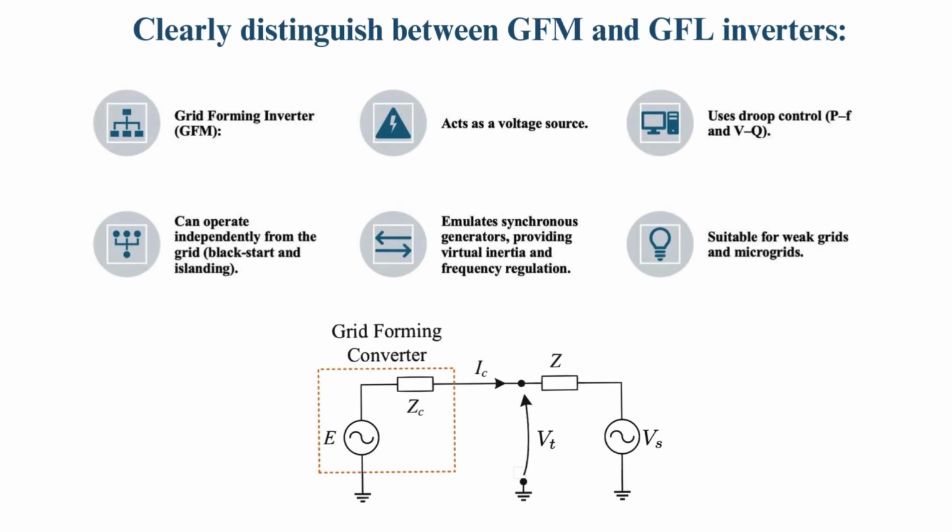Grid-forming inverter, GFM, acts as a voltage source and uses droop control. It can operate without the grid and provides virtual inertia, making it ideal for weak or isolated systems. It leads the grid by setting its own voltage and frequency. As shown in the diagram, it stabilizes the terminal voltage by controlling current through the impedance.